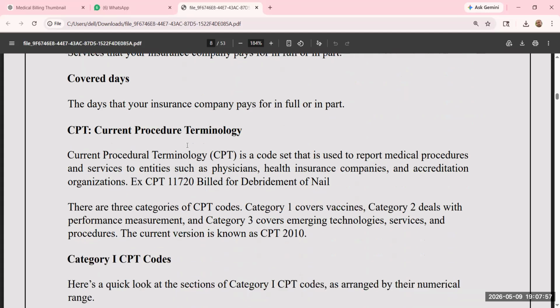CPT, current procedure terminology, so this term is also called CPC. Current procedure terminology, CPT, is a code set that is used to report medical procedures and services to entities such as a physician, healthcare insurance company, and organization. Example is 11720, billed for the debridement of the nail.